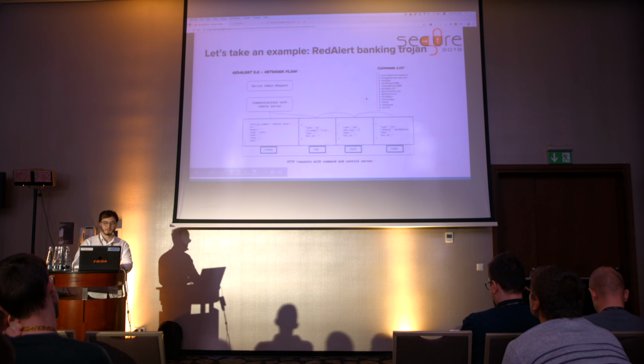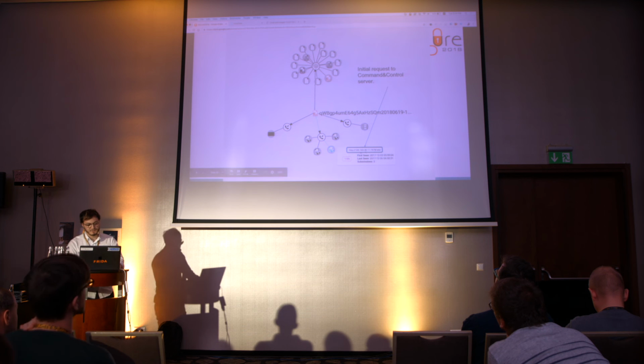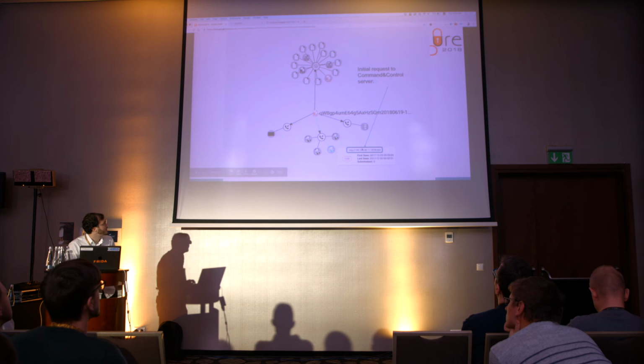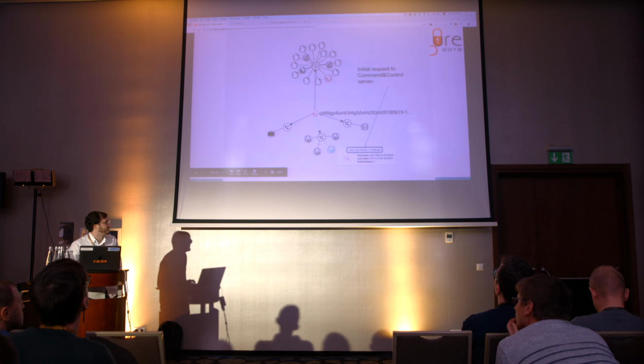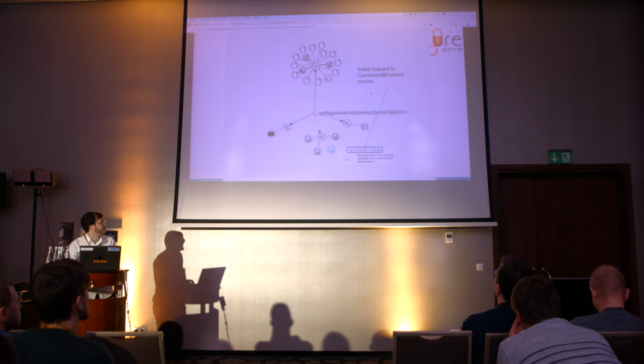And this is an example where a banking trojan, a Red Alert trojan, connects to this IP address with a port format, and then to /STVI, as we mentioned before. And that's the initial request. So we are going to use this as a pattern for finding new ones.